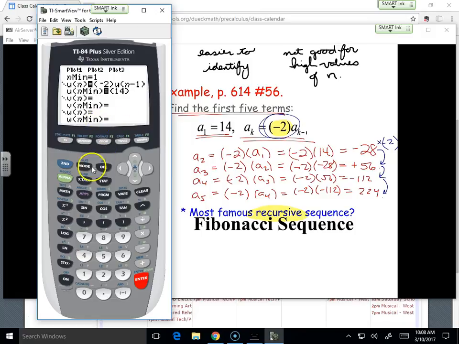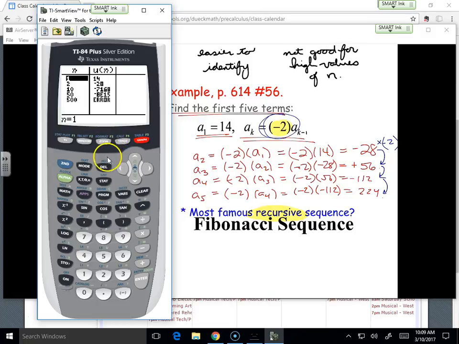Now, why is this so spiffy? Remember how we can go to a table and it can generate stuff for us? Uh-oh, I have no idea what I plugged into my table. That's why it took forever. You can always clear out, delete out whatever was in there before. Okay, now it's all clear. The first term, what should it be? 14. Second term, -28. Third term, fourth term, fifth term. Okay, so the calculator can do what I did.